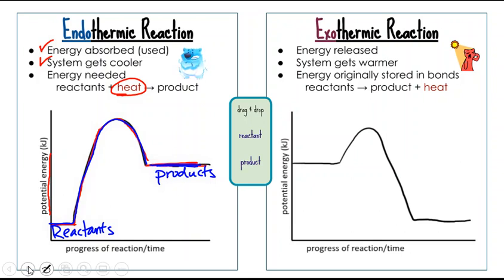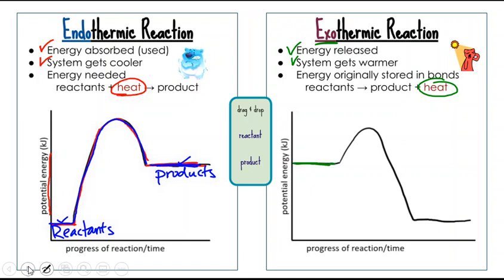What you notice here on the endothermic one is that the product line is higher than the reactant line because energy is being absorbed and going into the product bonds. On the exothermic side here, energy is released, the system gets warmer. Actually, technically the surroundings do, but the energy originally stored in the bonds, okay, heat is being given off as a product. Heat is on the product side this time because it's being released.